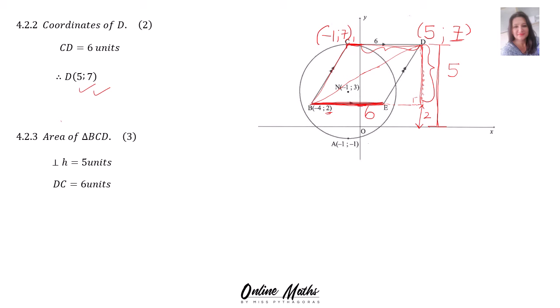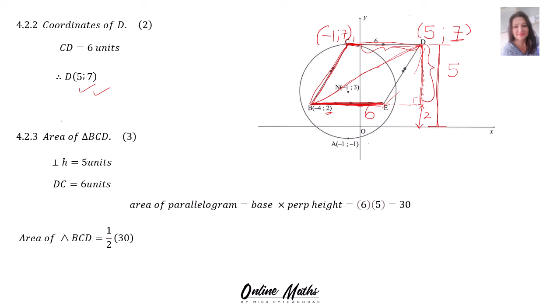We know that the distance CD is 6 units, which is in fact also BE's distance, the base. And then the area of a parallelogram is the base times the perpendicular height, 6 times 5, which is 30. But then that 30 is in fact the area of the whole parallelogram. And the one we are looking for is just this triangle over there, CBE, which is half of the parallelogram. So it's half of 30. Therefore, the area will be 15 square units.